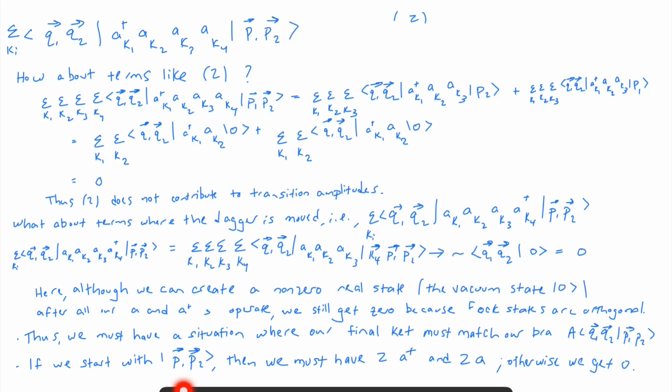So after you look at all of this and realize what I just said, basically, the only way I can start with two particles and get something like this at the end, which is my only non-zero answer, is that I have to get two particles back.